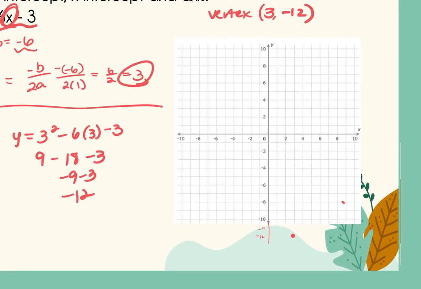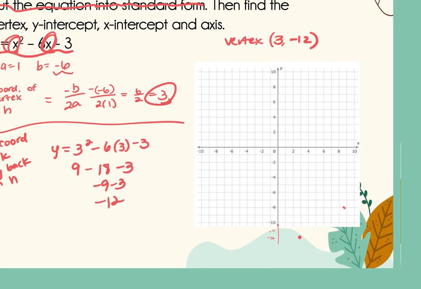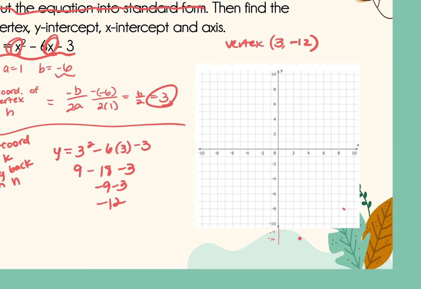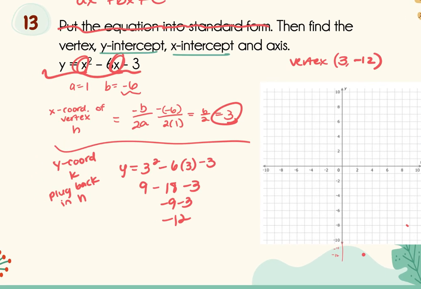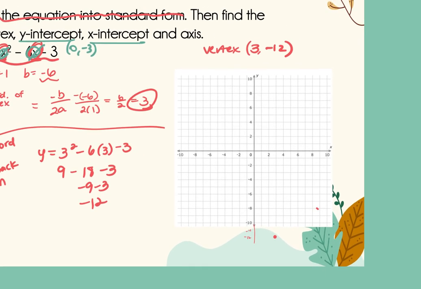Is there a vertical stretch or compression on this? Is there a number on the front? No. So I can go up 1 and to the right 1. Or because it's asking for all that other information, I could find my y-intercept and my x-intercept. So my y-intercept comes from making x 0. And it's easiest to do this from the original point because these would cancel. And I'd get 0, negative 3. That's the y-intercept.